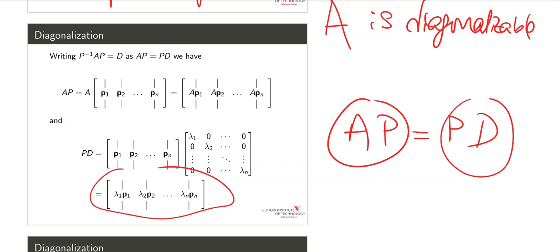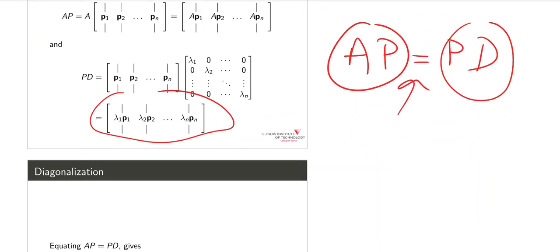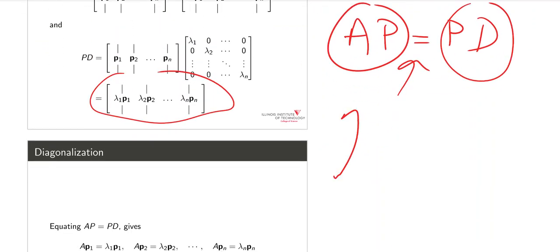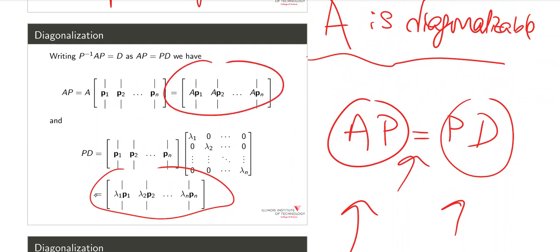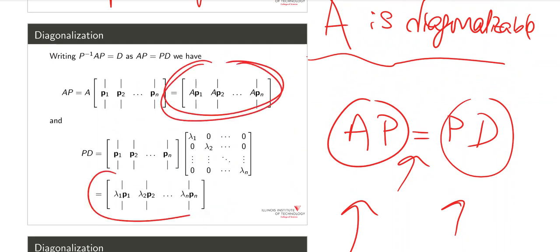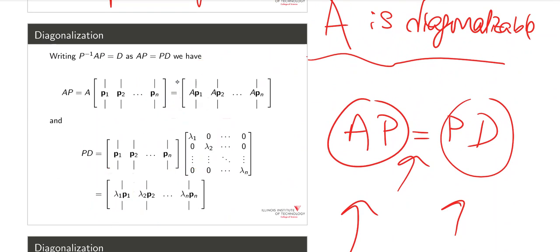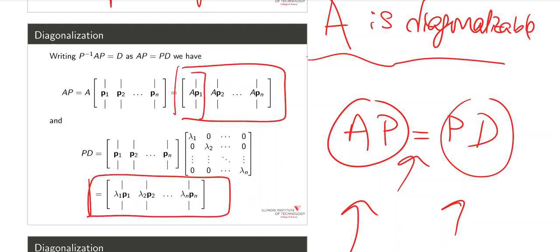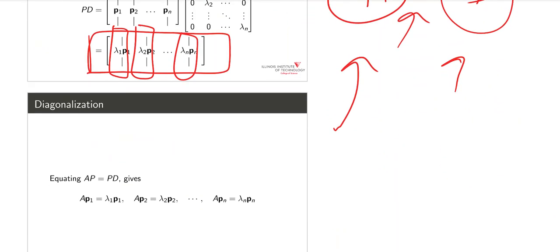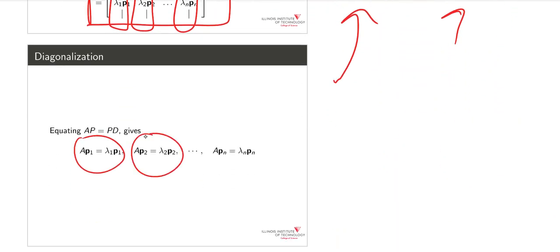Now we computed AP and PD, and they are supposed to be equal from the assumption that A is diagonalizable. So when we equate them, this matrix and this matrix are the same, so each column of AP is the same as the corresponding column of PD. So we get AP1 equals lambda 1 P1, AP2 equals lambda 2 P2, all the way to APn equals lambda n Pn.